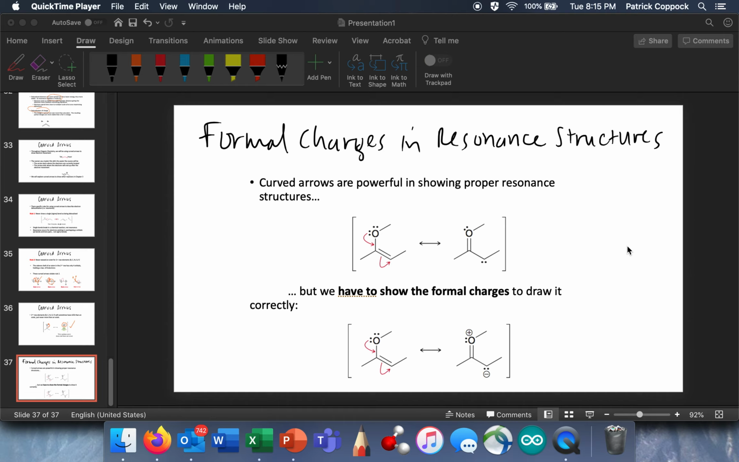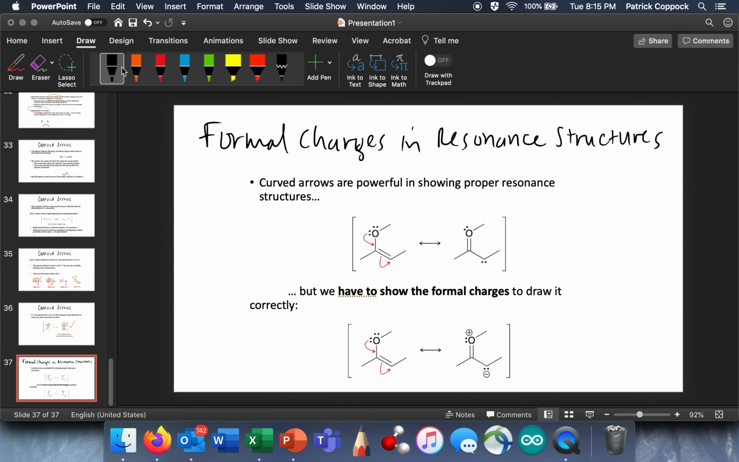Okay, so now for an application of curved arrow notation, let's think about formal charges and resonance structures. Curved arrows are super powerful in showing proper resonance structures, but it's going to be very important to make sure your notation is all complete. If you do this, you're going to find that you have lots of visual clues for what's going on, right? So let's look at these. Let's look at this resonance structure.